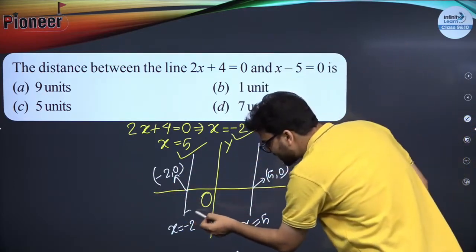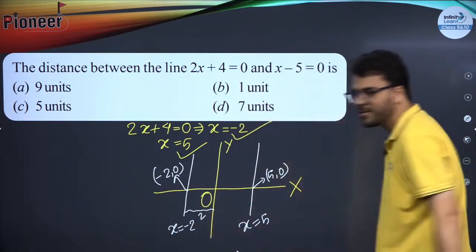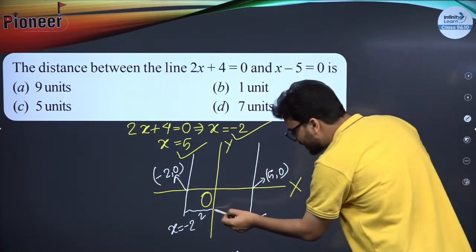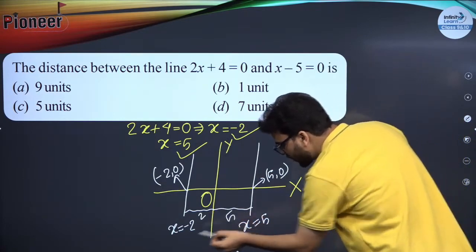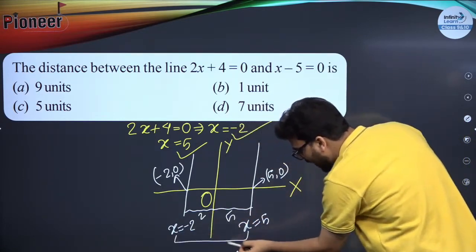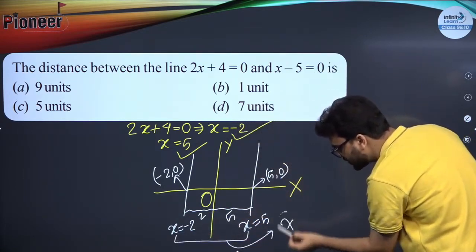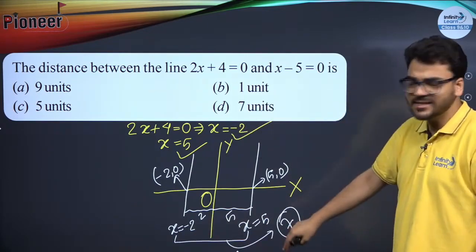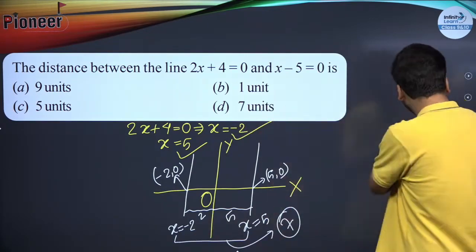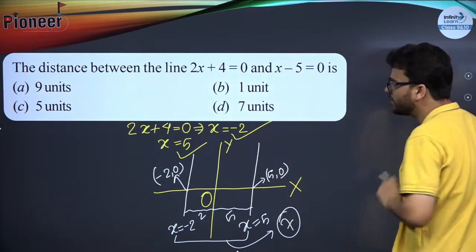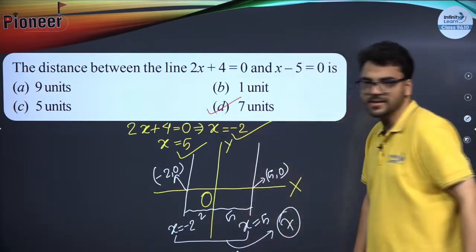You see this distance is 2 units. Distance can never be negative. In the same manner, this distance is 5 units. So what is the distance between these two parallel lines? That is 5 plus 2, 7. So therefore the distance between these two parallel lines is 7 units over here. I hope this is clear. So 7 units is the correct answer.